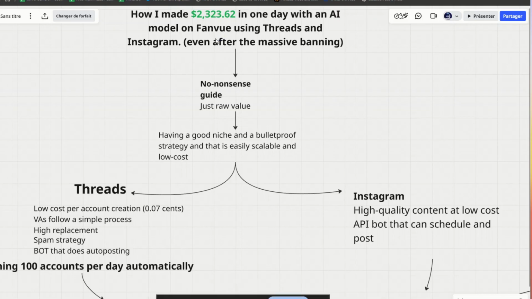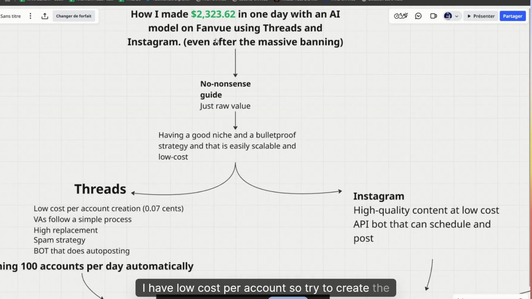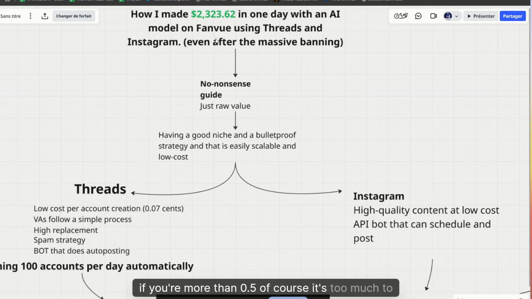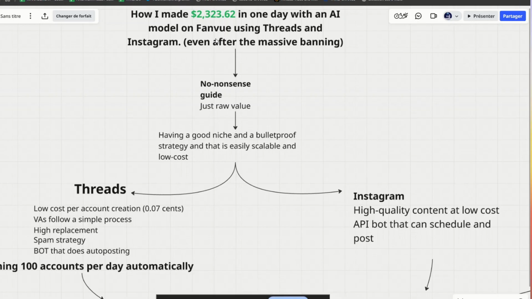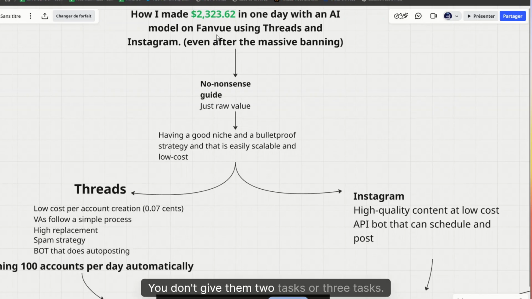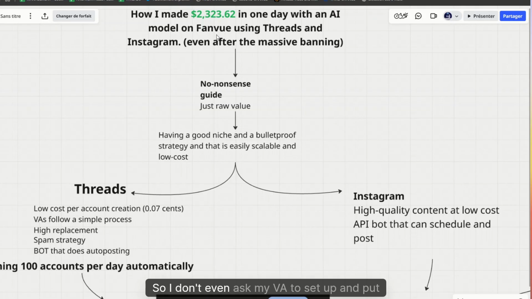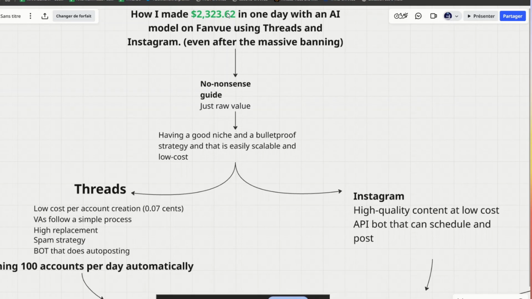So first we're gonna start with Threads. I have a low cost per account, so I try to create a Threads account for 0.07 cents. If it's more than 0.5, of course it's too much to scale. Have VAs that follow a simple process, where you can give a simple SOP. You don't give them two tasks or three tasks, you give them one task and they do it over and over. So for example, I will have one VA for account creation and one VA for account setup. So I don't even ask my VA to set up and put a profile picture. I just ask them to create so that they can create a lot of accounts without thinking and without having any questions, because the process is always the same.